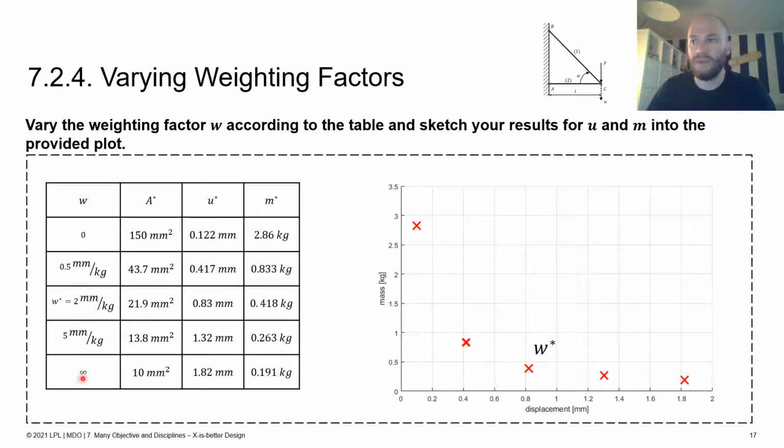Whereas the other way around, if the weighting factor is infinite, then we are just going for the mass here, and you see that we are at the lower bound. All the other values are in between. And there you get a first idea of how the Pareto front looks for this design example. We are using this plot for the next exercise too.